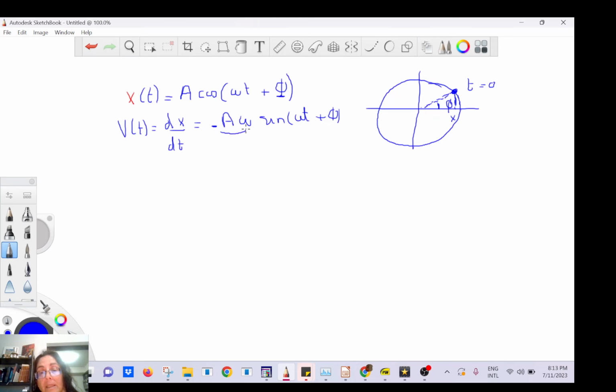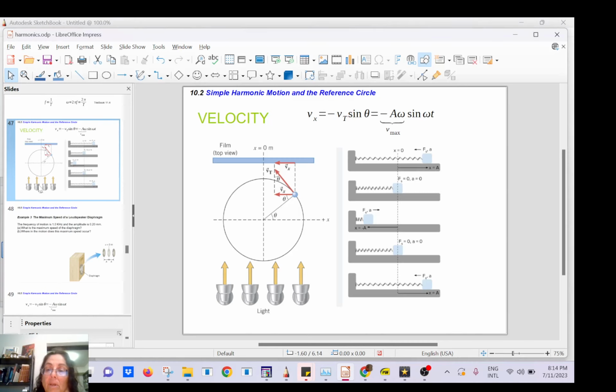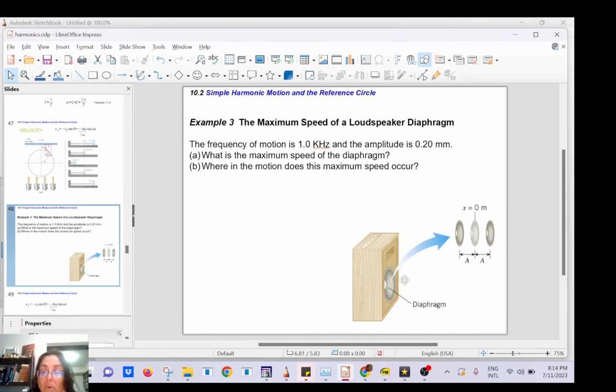Okay, so that here will be the V max, the maximum velocity. Okay, and it's going to follow a sine function. Now, let's look at an example first, and I will go through a lot of examples. So let's take an example here.